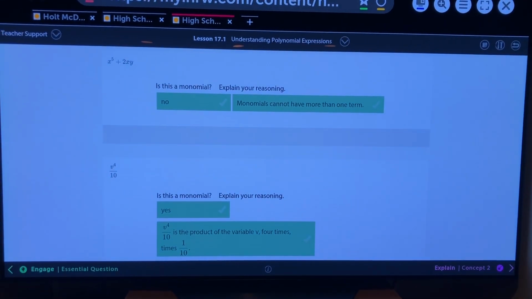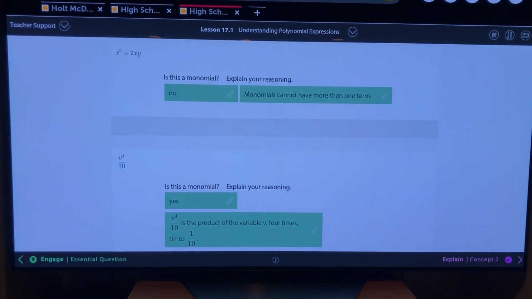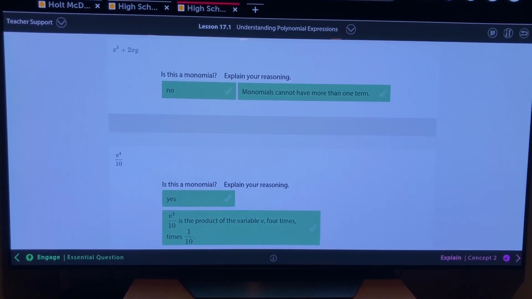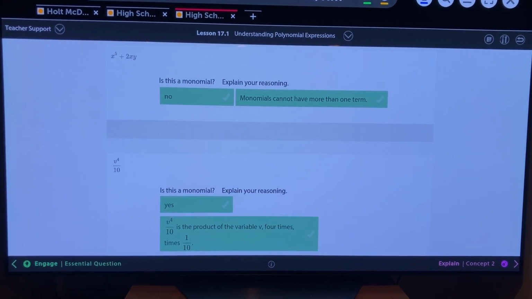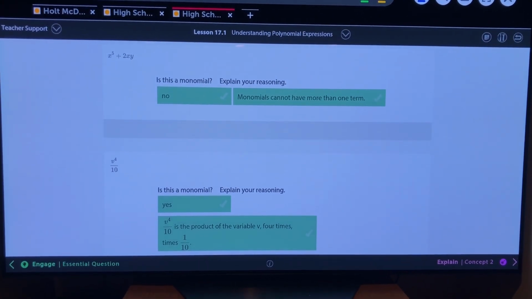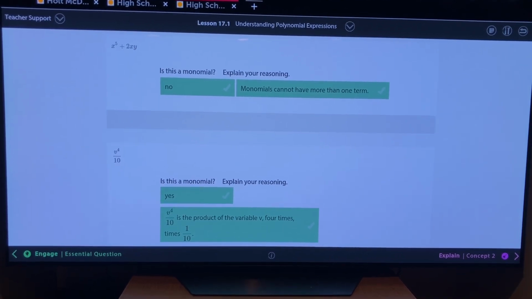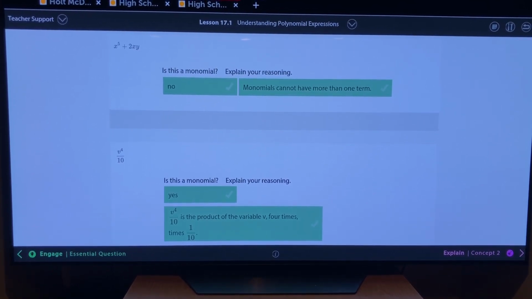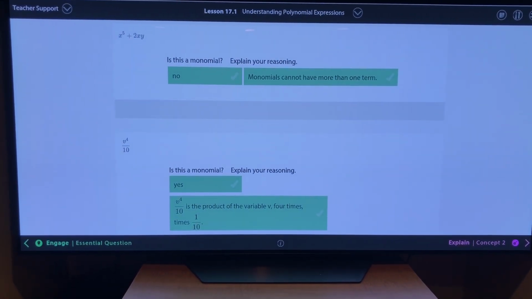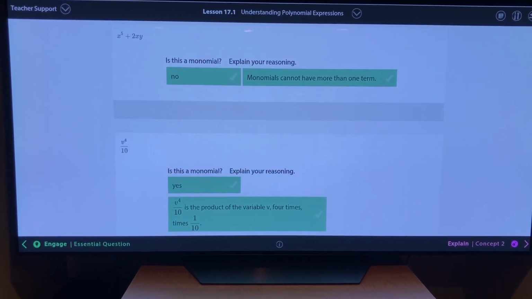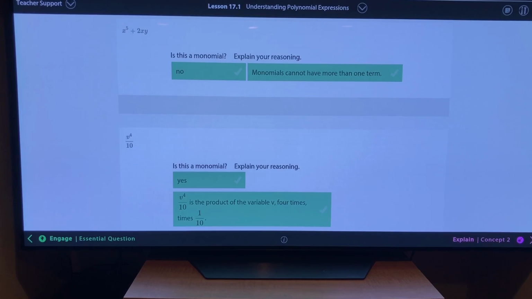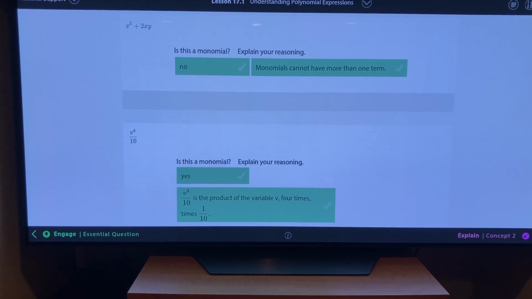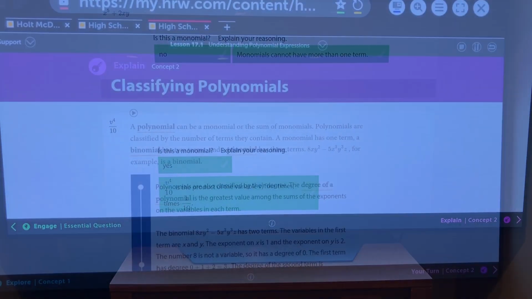Now, is x to the 5th plus 2xy a monomial? Well, no, because monomial means mono or 1, and monomials can't have more than one term. This will be called a binomial once we get to that, because it has more than one term. And the second example there, v to the 4th over 10, yeah, that's okay. The reason that's different than the other one is we have a whole number in the denominator. So v to the 4th over 10 is the product of v times v times v times v times 1/10. So yes, that would qualify as a monomial.